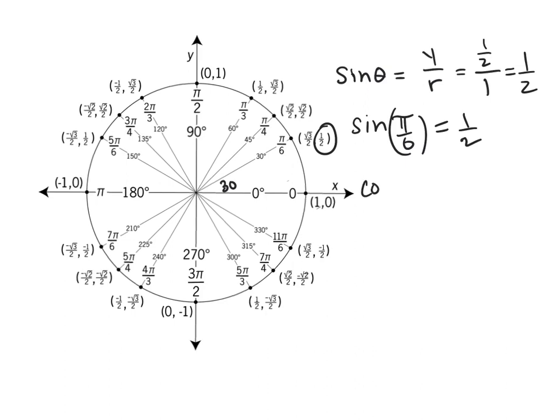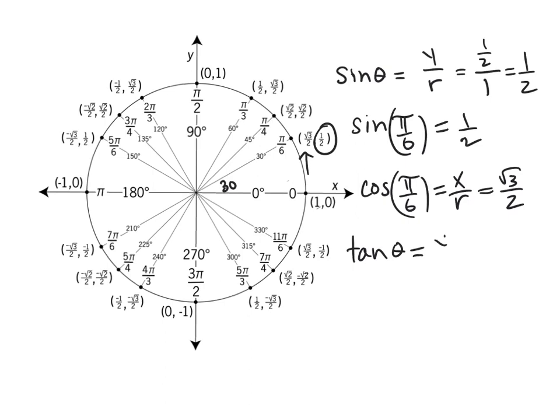The cosine of pi/6, well, it's x over r. R is 1, so when you divide by 1, nothing happens. So again, it's just right there. It's x. It's √3/2. The tangent of theta, any angle, is y/x.